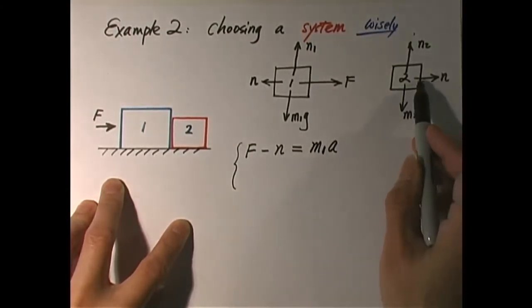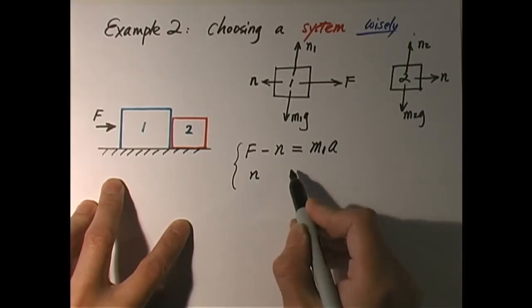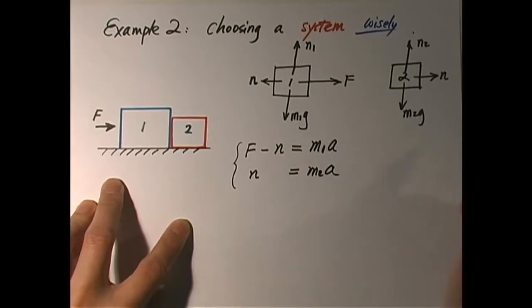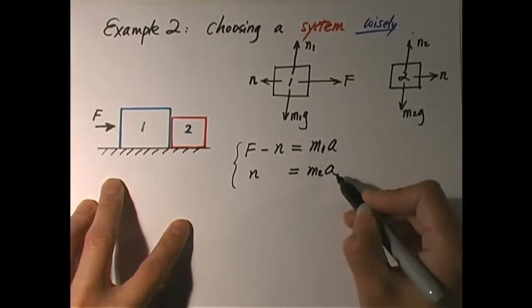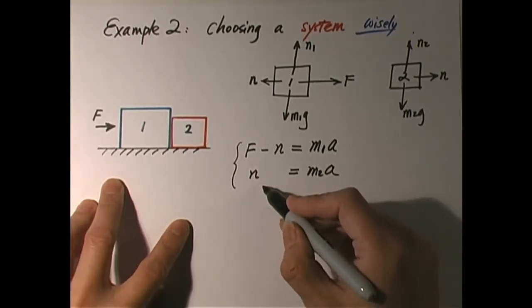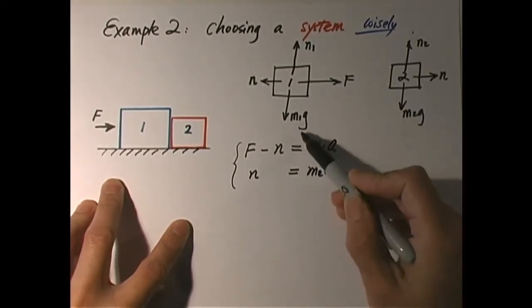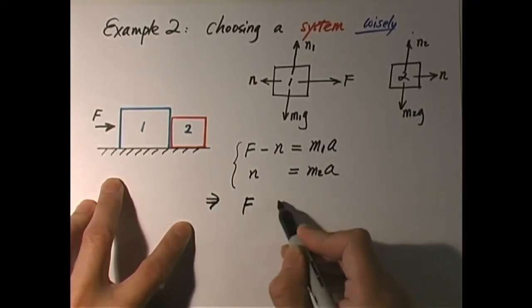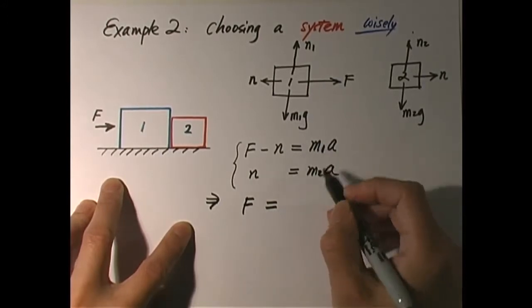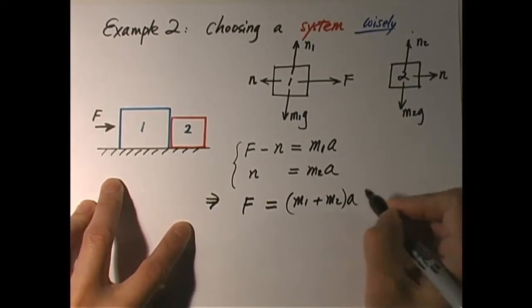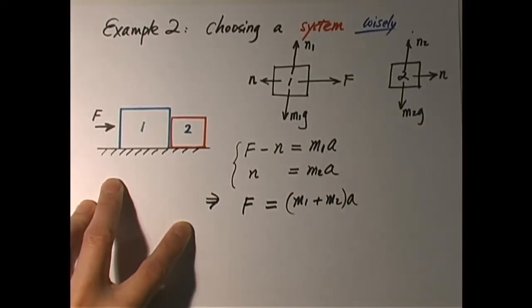Now, secondly, let's look at this guy. For this guy, horizontally, there is only one force N. N equals M2 A. That's it. Same A. My job is to find A. There are two unknowns, A and N, right? How does one get rid of N to solve for A? The simplest thing to do is simply add them up. If I add them up, then I get F equals M1 A plus M2 A. That is M1 plus M2 times A. And there we go. We found A. A equals F over M1 plus M2.